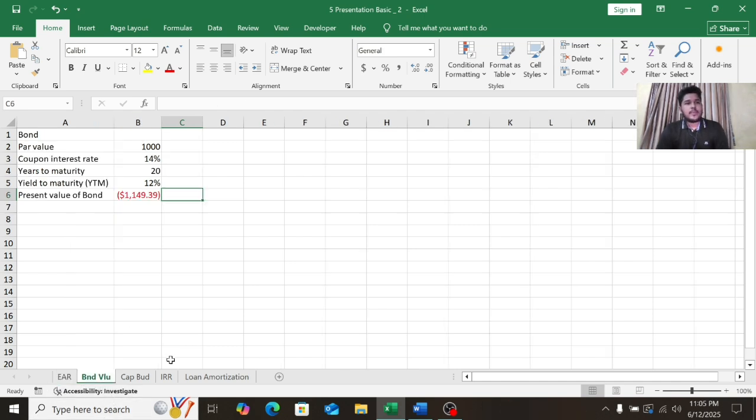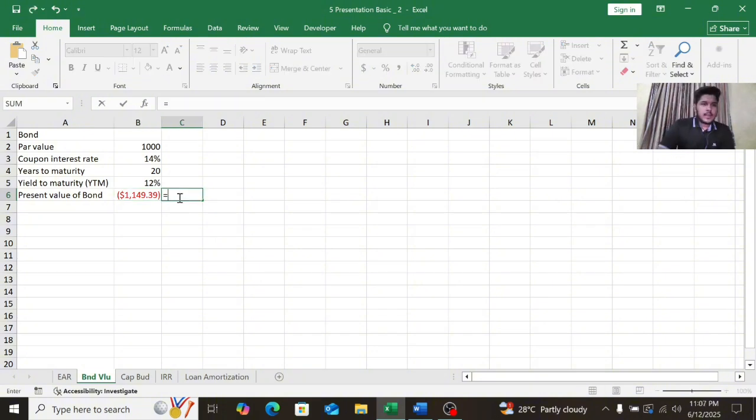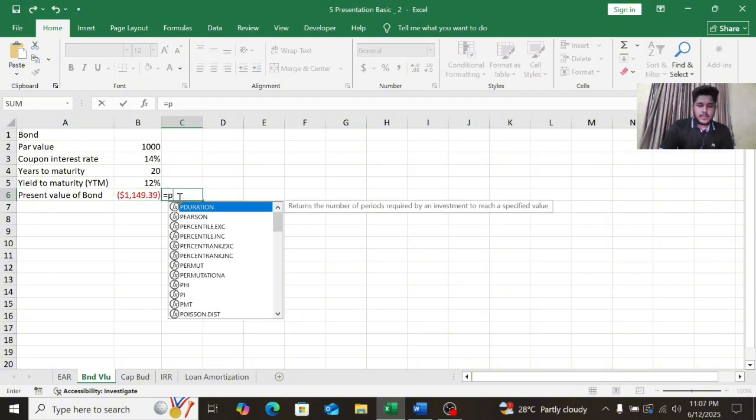The bond value. Bond value is very important in investing in bonds. What we get in future, we have to calculate as our present value to see whether it's a premium bond or a discount bond. According to the yield to maturity, we're going to calculate our bond value. So now we are going to calculate the present value of the bond.